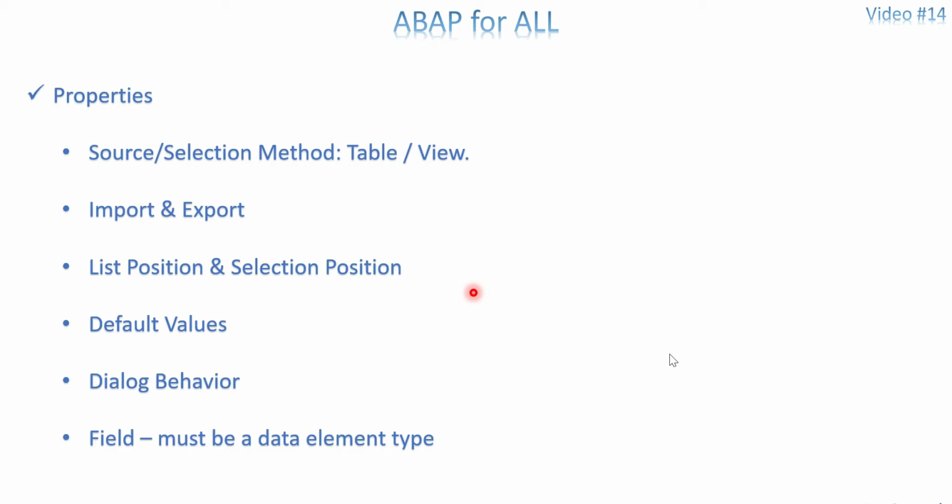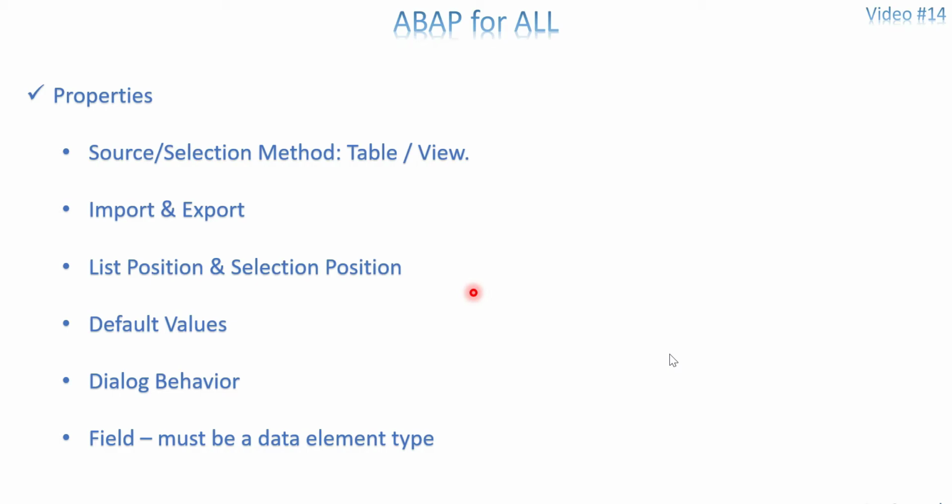Default values. Most of the time, for a particular department, whatever search help you are creating, they are keeping the region or the storage location mostly the same storage location. So you can keep that as a default value. Okay, and dialog behavior.